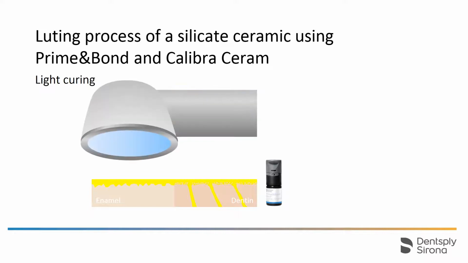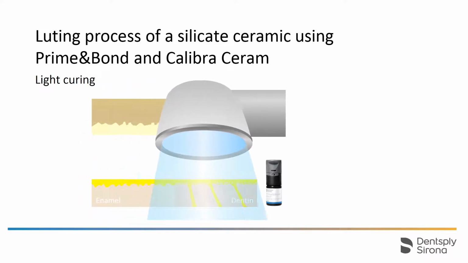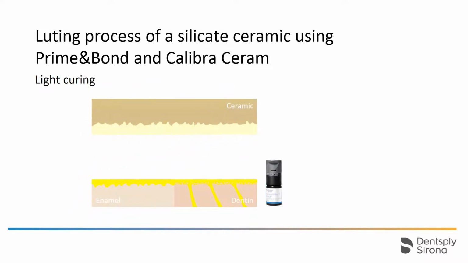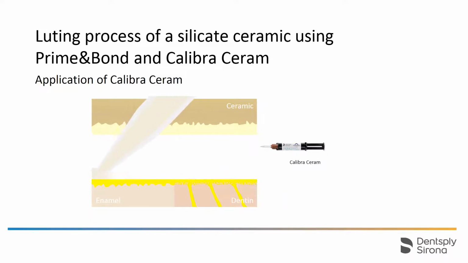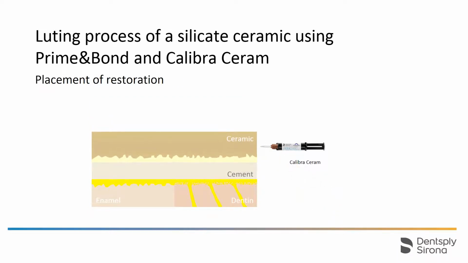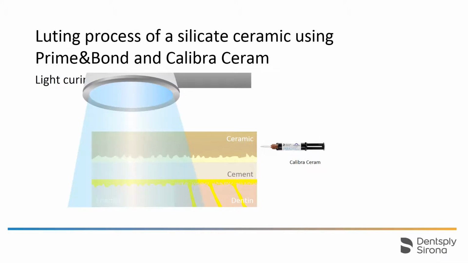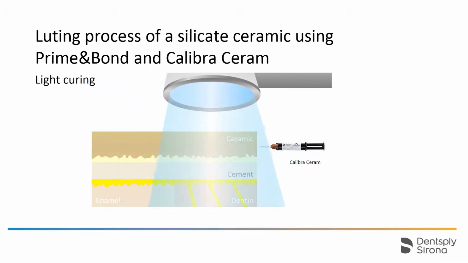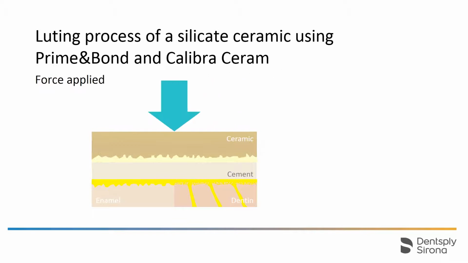The adhesive layer must be light-cured right after application if the wall thickness of the ceramic exceeds 2.5 millimeters. The surfaces of the tooth and ceramic are now coated with resin cement, and the restoration placed in position. The cement is then light-cured 20 seconds from each direction: buccal, lingual, and occlusal.